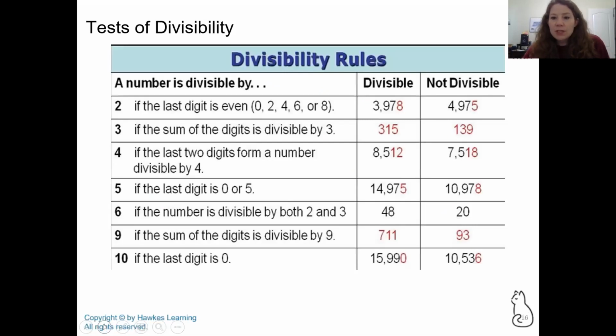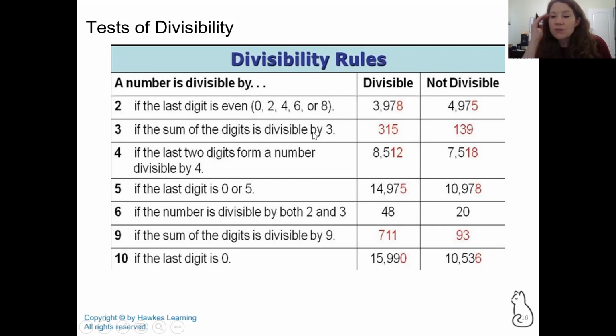All right, so now we want to go over the divisibility rules. Now, of course, you guys have calculators, so I don't want to spend a ton of time on this, but any number that ends in an even number is divisible by 2. Our even numbers are 0, 2, 4, 6, 8. If a number ends in any of those, it's divisible by 2.